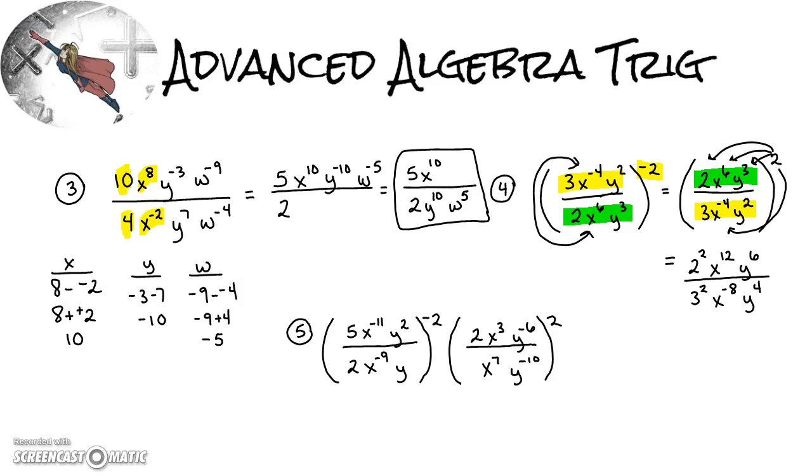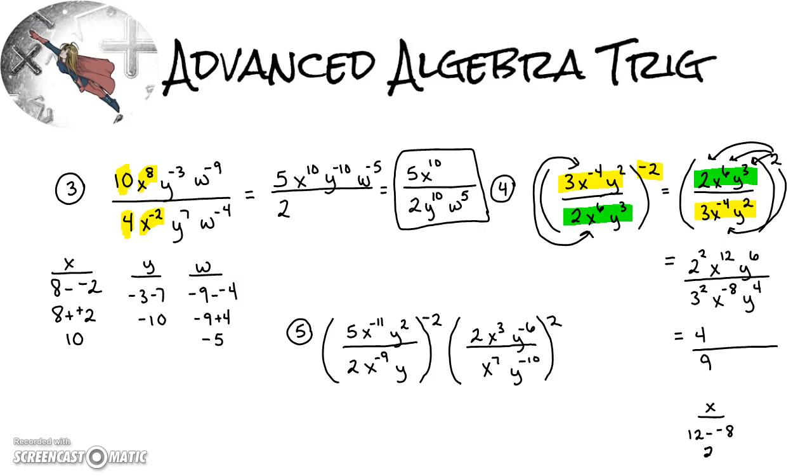Okay, now it's a division problem. So 2 squared is 4. Let's write the division line like I said before. And then 3 squared on the bottom is 9. Now I get to subtract exponents. So for the x's, you don't have to always write this work, but just so you guys can see what I'm doing, I do 12 minus -8.